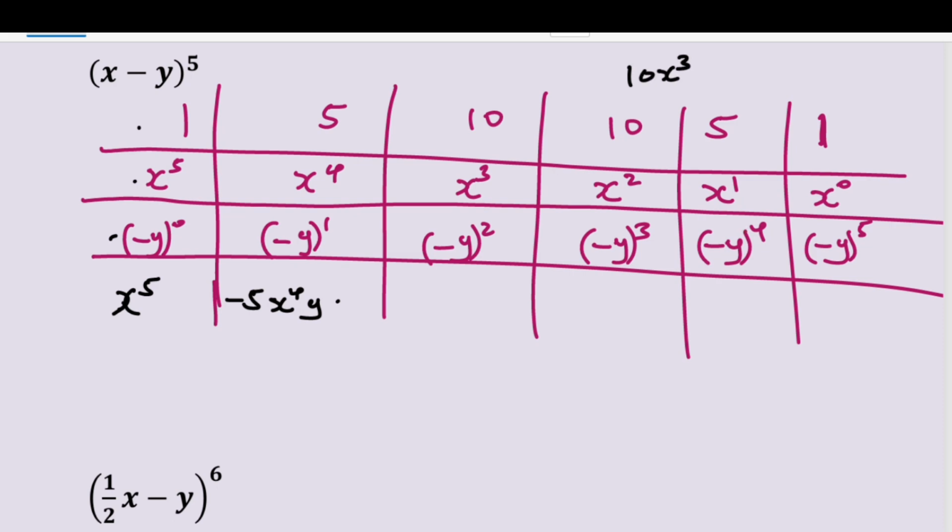And then negative y squared simply means negative y times negative y, and negative by negative is positive, so you end up with y squared, positive.